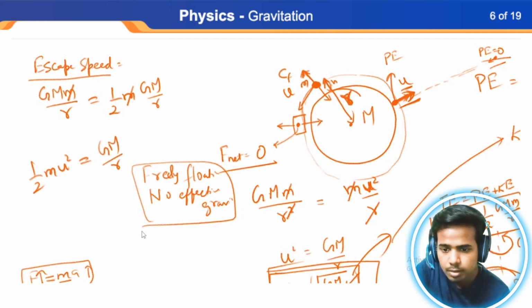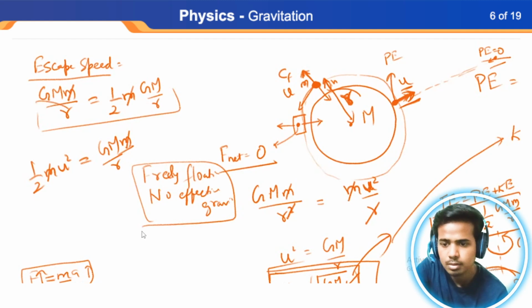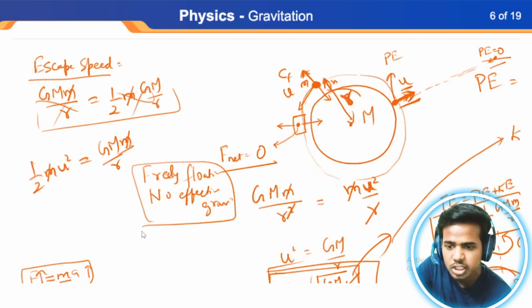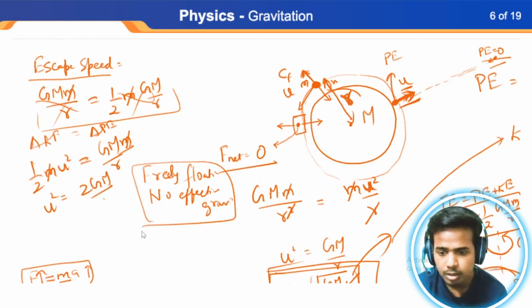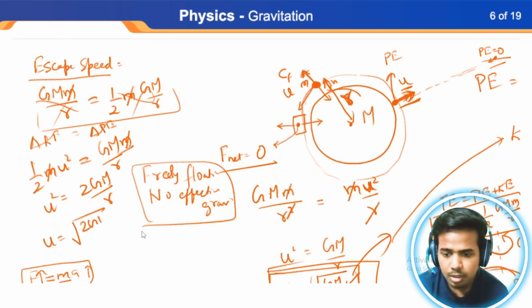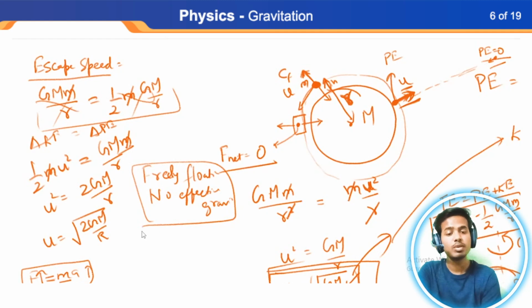So the small m gets cancelled out. I actually wrote the same thing on both sides. Change in kinetic energy is equal to change in potential energy, that's what we are calculating. So u square is nothing but 2 G M divided by r. So u is equal to the square root of 2 G M by r, where r is the distance between the body and the center of the earth.